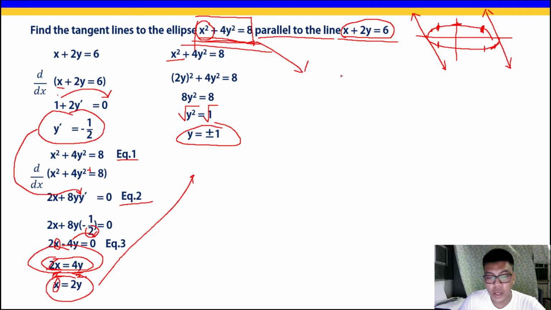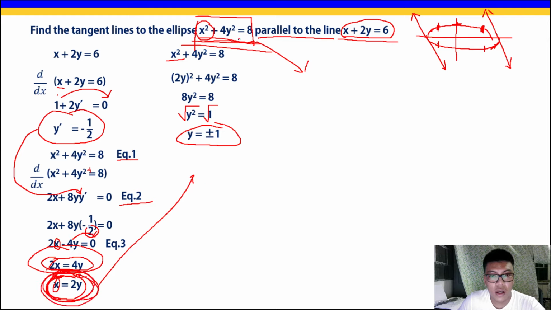Okay? So, mas mainam, dito mo na siya kunin. So, x is equal to 2y. Kasi dito, ipinalit natin yung ating slope na negative 1/2. Okay? So, ang makukuha mo lang dito sa x is equal to 2y, yung value ng x na merong slope na negative 1/2. Okay? So, pasok natin ngayon dito.